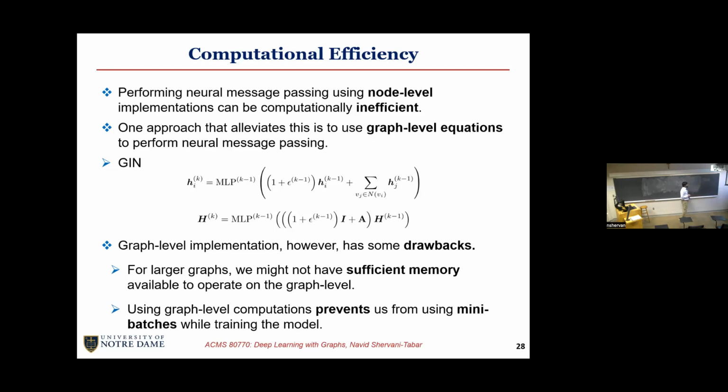For these issues, we need to be careful in the case where we are using the matrix representation, the graph level equation, to implement our neural network propagation rule.